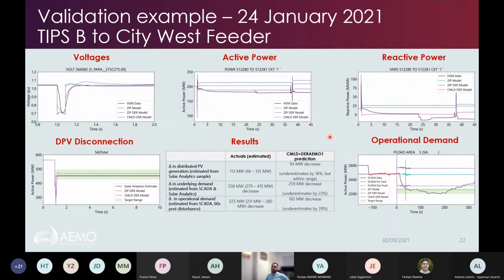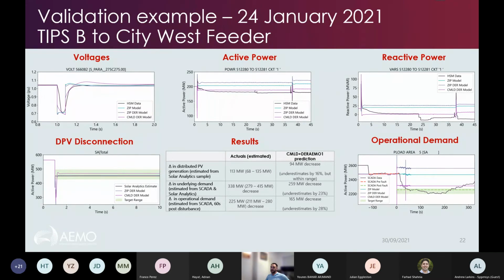I won't go into too much detail about the implications of that because they all underestimate it, but it should be noted that the CMLD plus DER also slightly underestimates that peak power flow. Similarly, just in this disturbance, not for all disturbances. Similarly, for the reactive power, you see that the composite load model and DER model has a similar trajectory to the HSM, although again, it slightly underestimates these peak flows during the fault. Plenty of reasons why that could be.